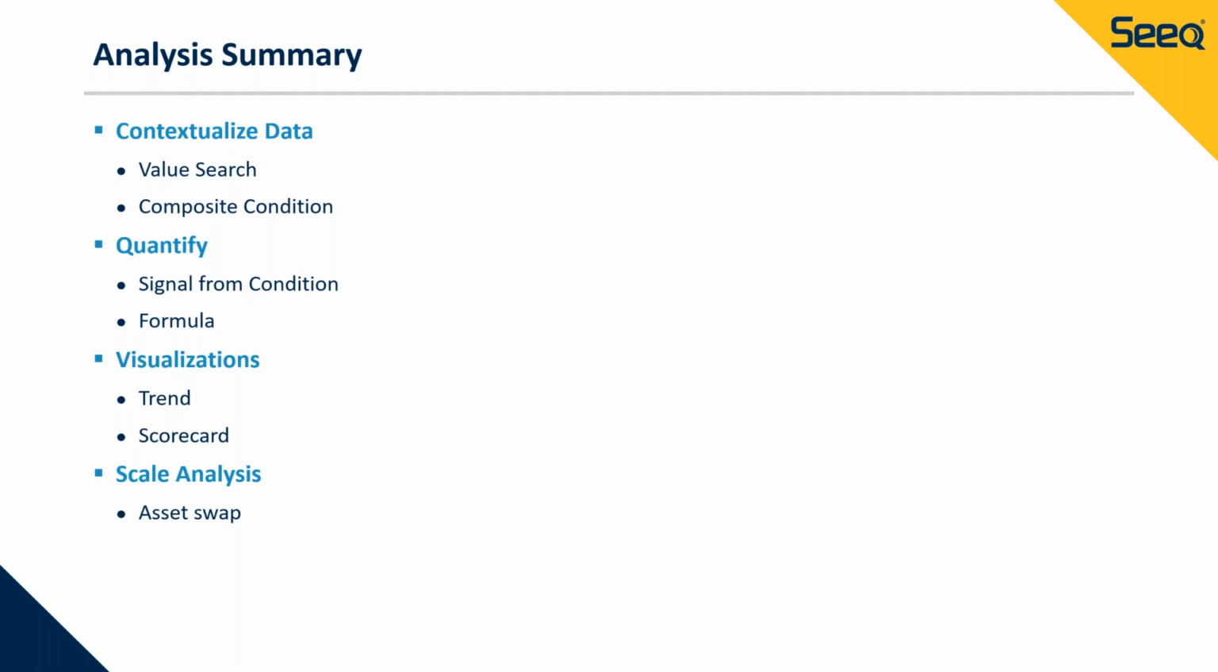Once we had contextualized the data, we used the signal from condition and formula tools to calculate our performance metrics or KPIs. The results of these calculations could then be viewed in a trend over time or in a tabular view using Scorecard. Finally, we were able to scale the results of our analysis to other similar filters by using the asset swapping functionality.